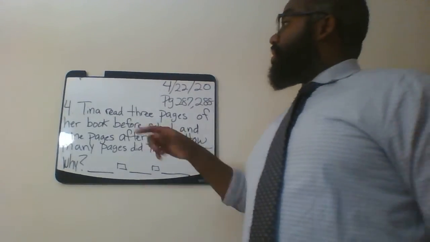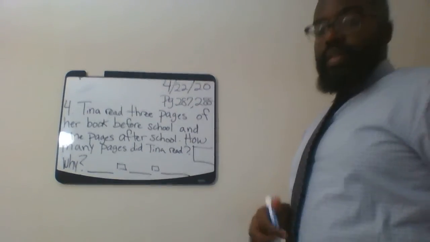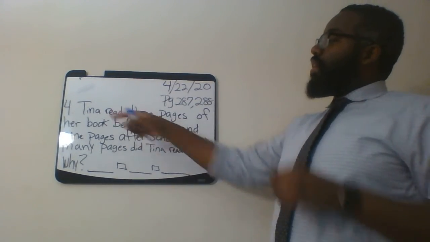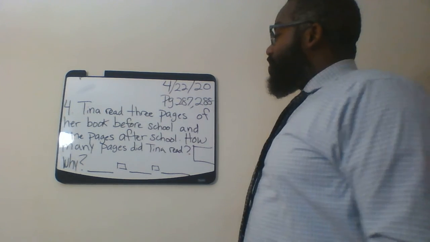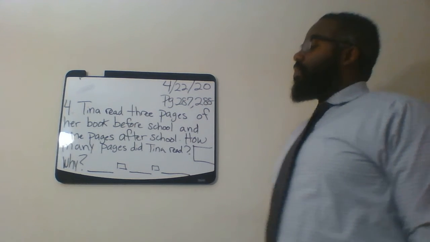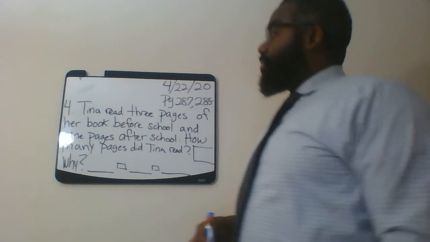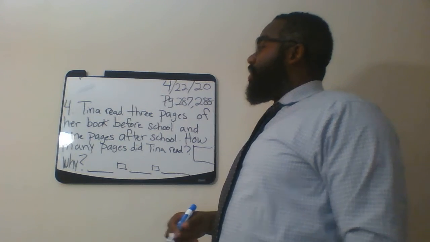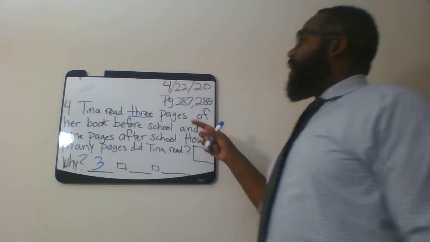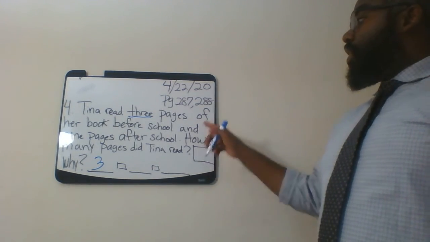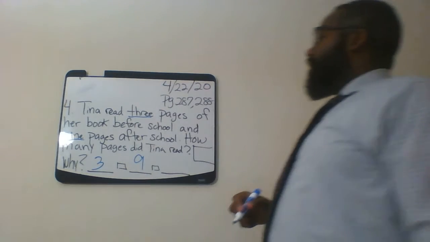Now, let's look at number 4. Number 4 says, Tina read 3 pages of her book before school and 9 pages after school. How many pages did Tina read? So let's break down the problem. Let's read the first sentence again. Tina read 3 pages. So we underline 3 and put 3 on that first line. Next, 3 pages of her book before school and 9 pages. So you underline the 9 right there. 9 pages after school.